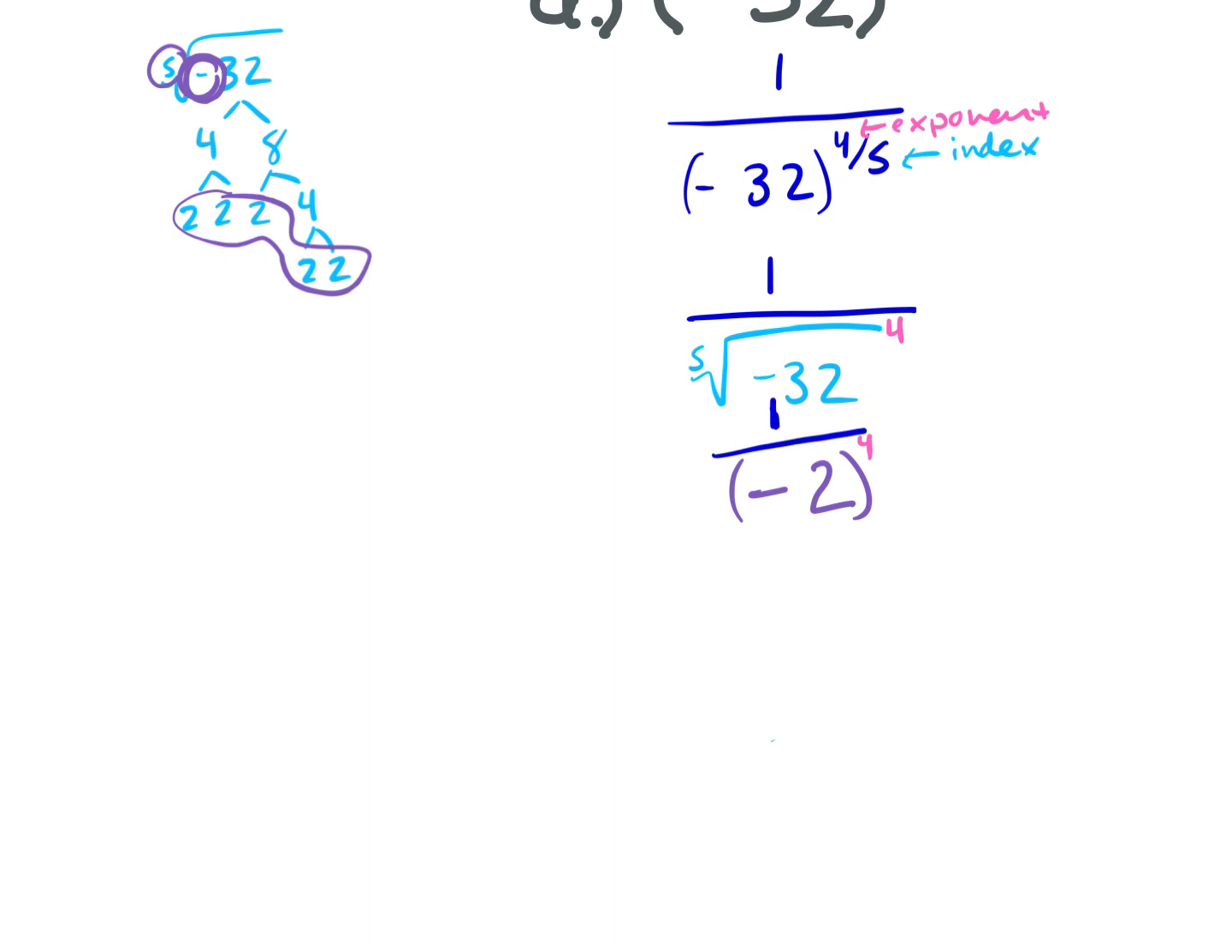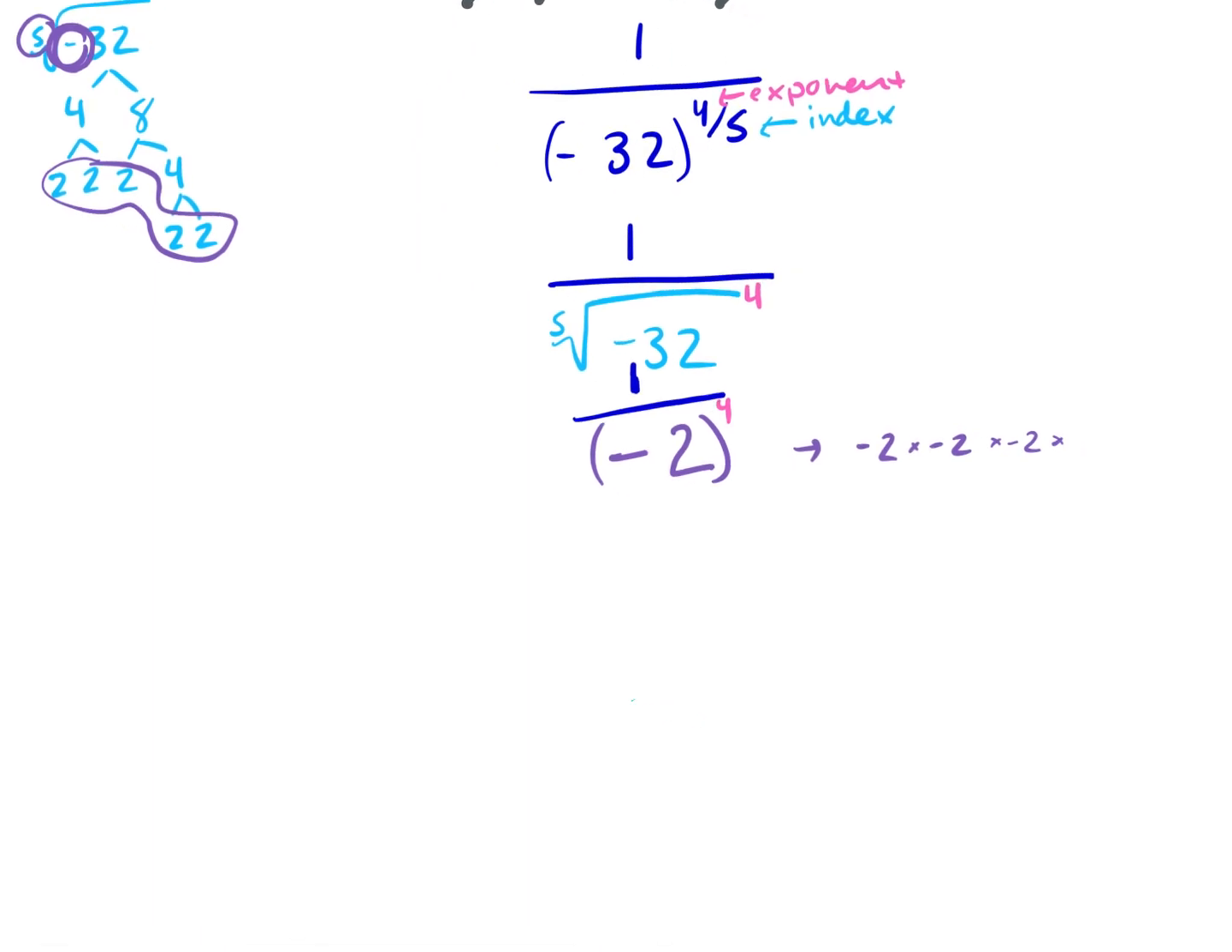Last step is negative 2 to the 4th power. If you need to, write it out. This is negative 2 times negative 2 times negative 2 times negative 2. Well, negative 2 times negative 2 is 4. Negative 2 times negative 2 is 4. And 4 times 4 would be 16. So this would be 1 over 16.